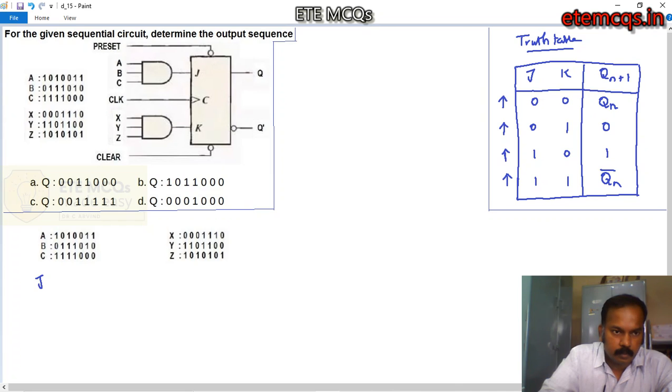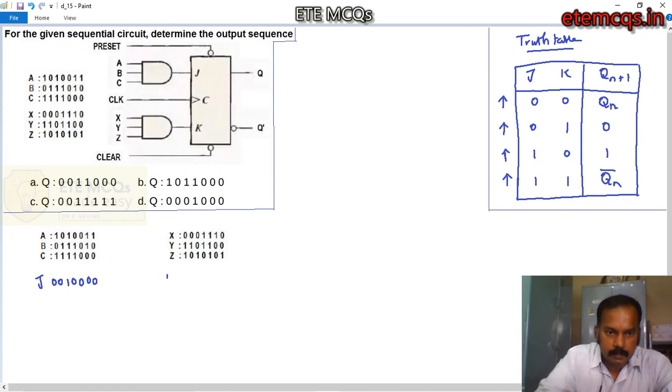For 101, the output of the AND gate will be 0. For 011, the output again, the sequence of J remains at 0. For 111, it becomes 1. For 011, it is 0. For 000, it is again 0. For 100, J is again 0. Again for 110, it is 0. And for 100, it is again 0.